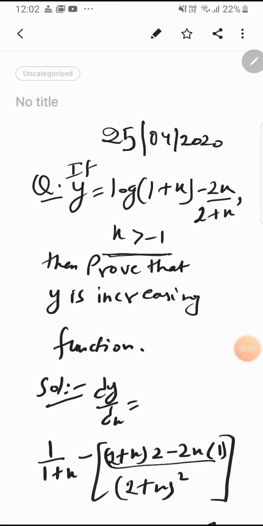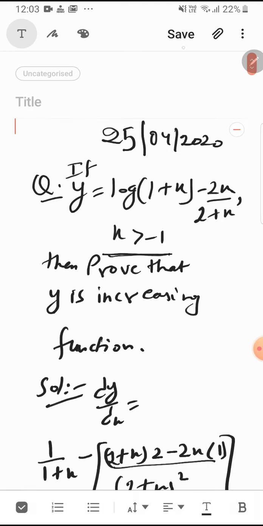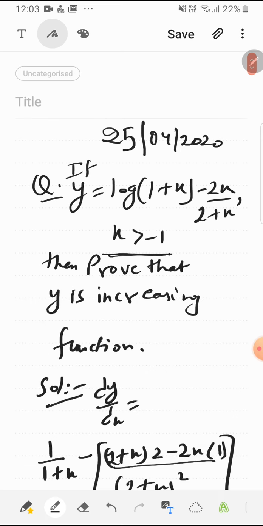Hello students, today we are going to discuss questions based on increasing and decreasing functions. So the first question under this category is: if y is equal to log of (1 plus x) minus 2x upon (2 plus x), then prove that y is an increasing function.